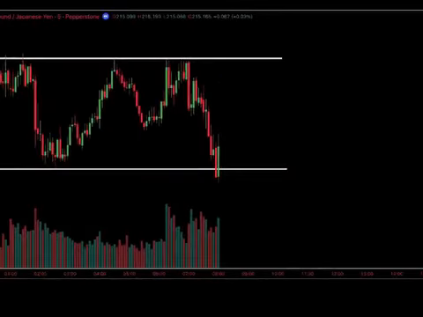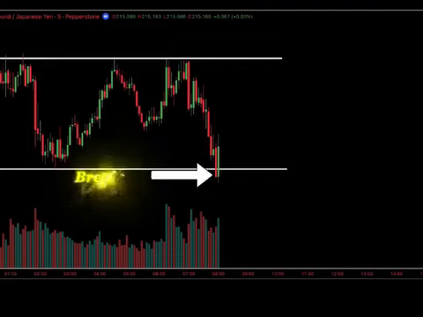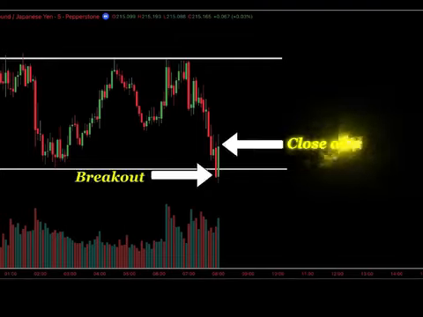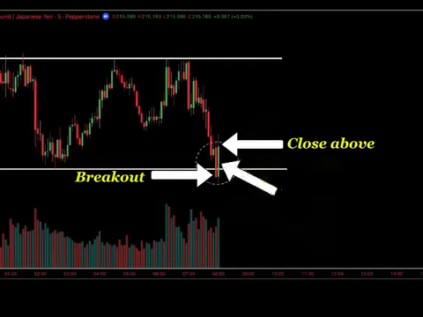Now, watch this carefully. As you can see in this example, the market breaks below the support level, and then quickly closes back above it. This is a clear bait and switch. This is your first signal.